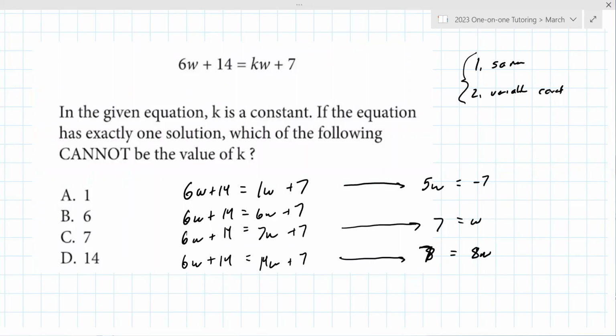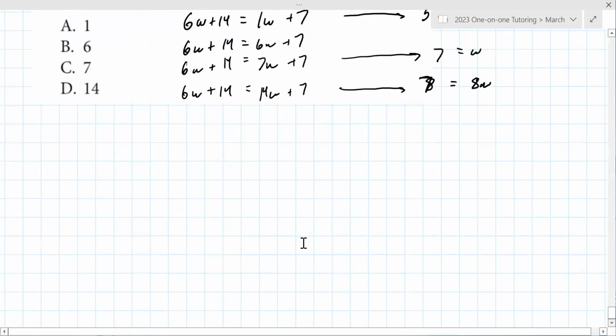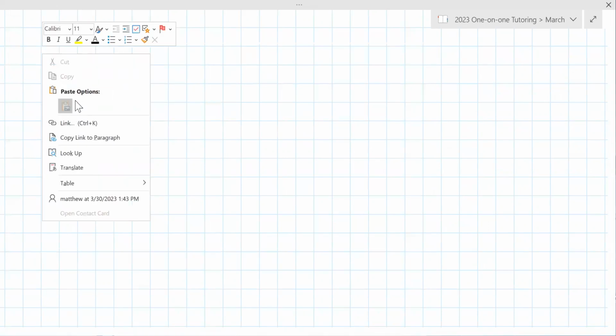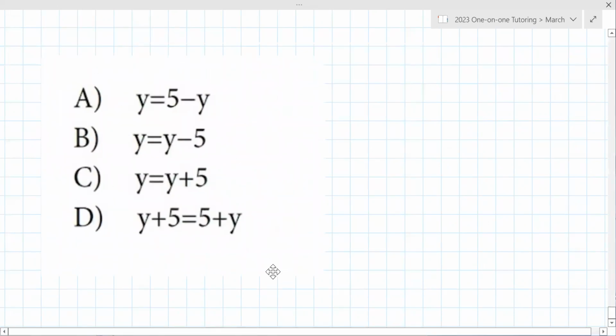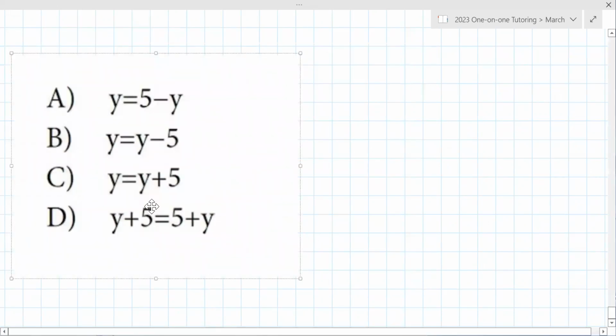All right, so just to illustrate this point a little bit more, I've got a new question, but rather than look at the full question, I want you to look at A, B, C, and D, and I want you to solve each of them for Y. Let's just start with A. So go ahead and solve A for Y and tell me what happens.